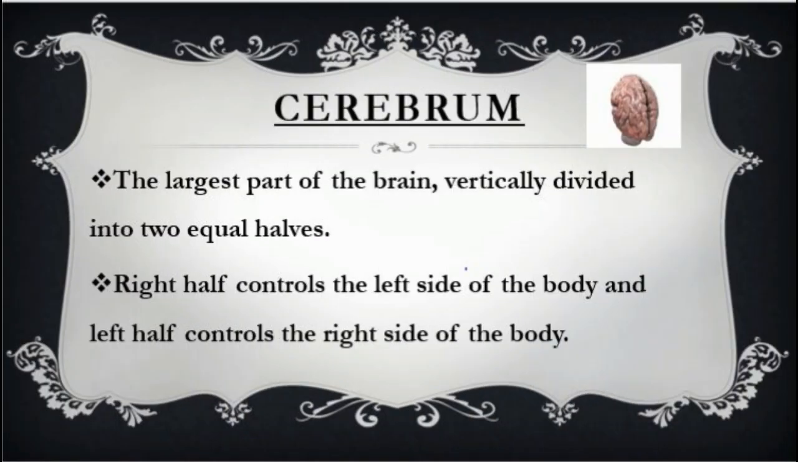The cerebrum is the largest part of the brain. It is vertically divided into 2 equal halves. Right half controls the left side of the body and the left half controls the right side of the body. Scientists only discovered this when they found that people who had injured one side of the brain lost control of parts on the opposite side.